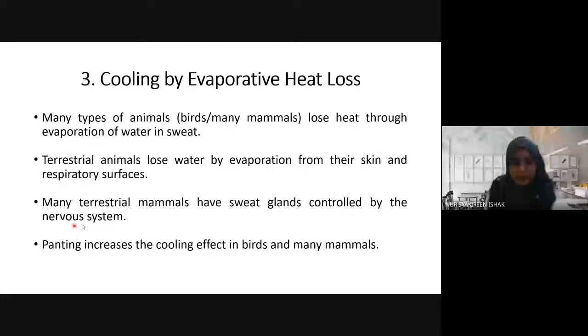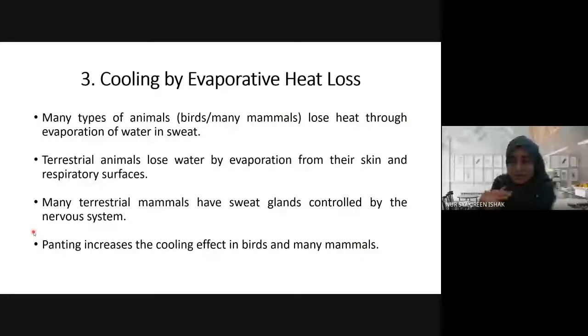So panting increases the cooling effects in birds and also many mammals. Panting is when the animals breathe heavily. Okay, they open their mouth and breathe heavily. For dogs, for example, they will stick out their tongue. Okay, when they're panting, it exposes the surface of the tongue, so that this releases the heat through evaporation.